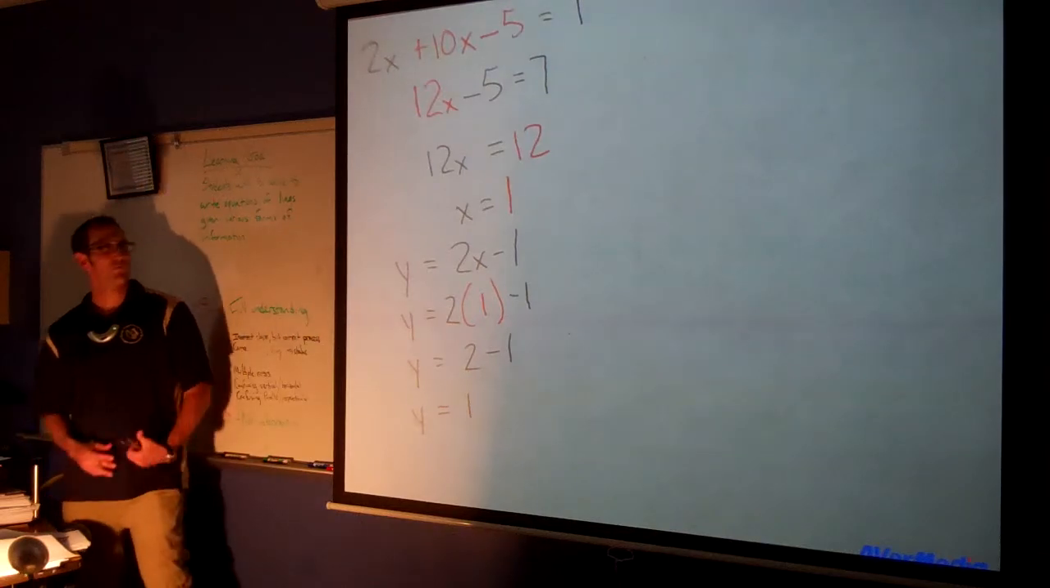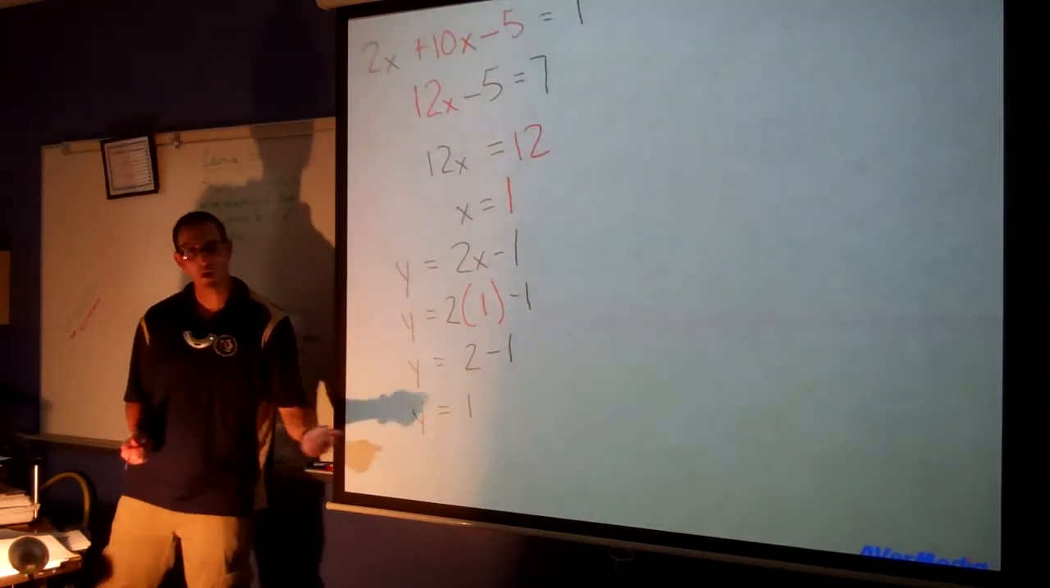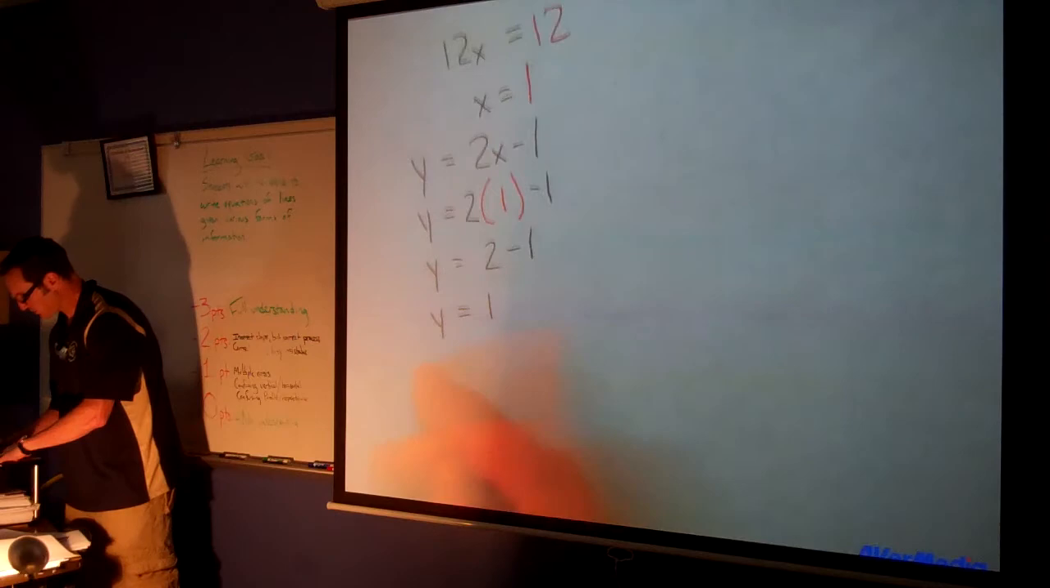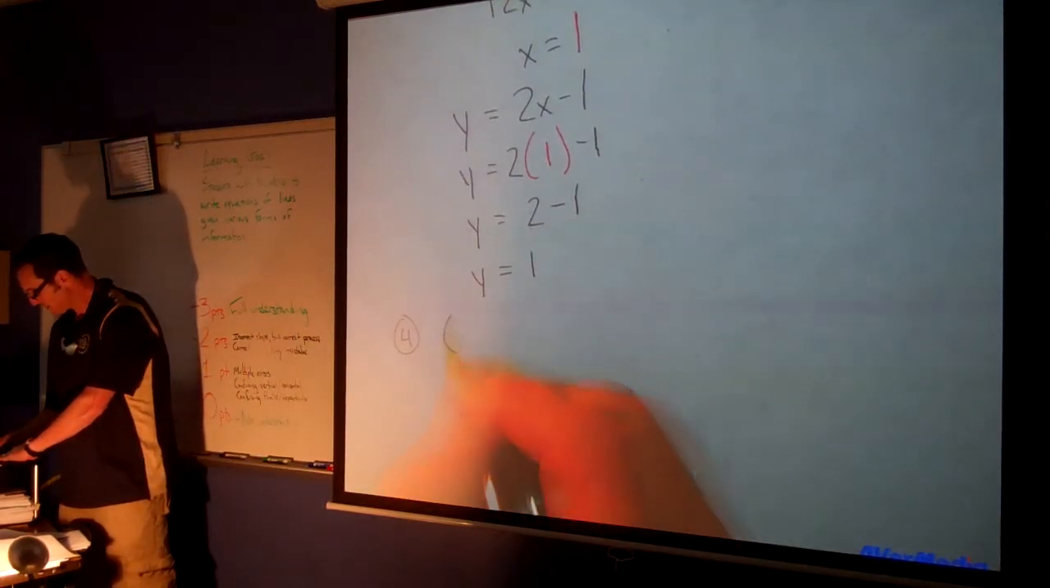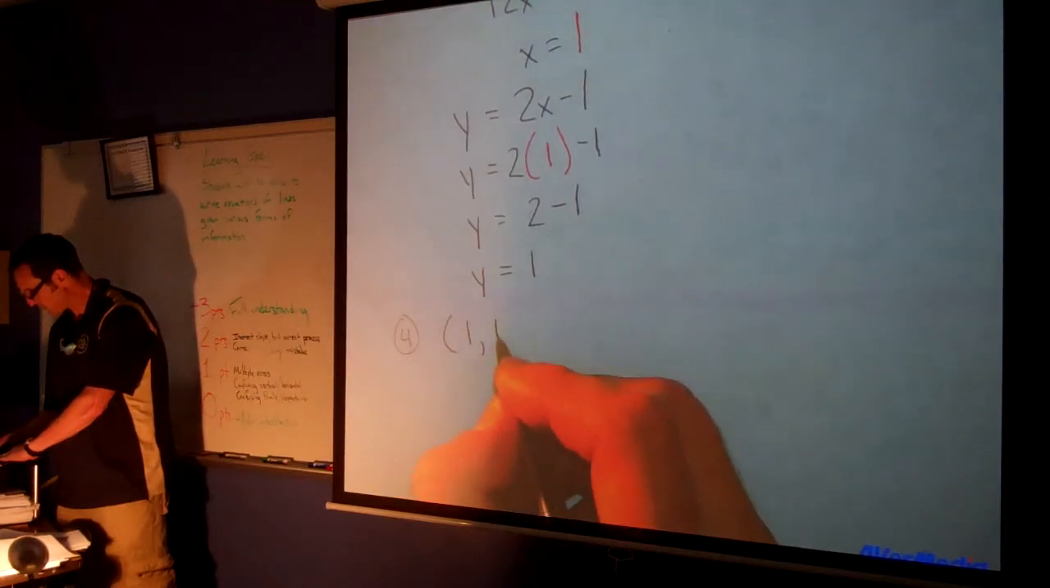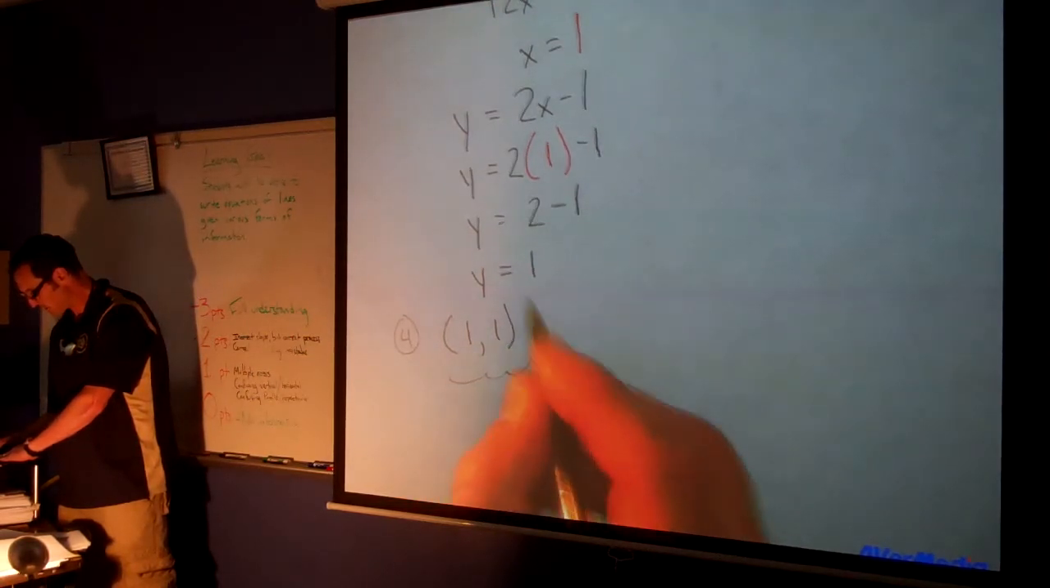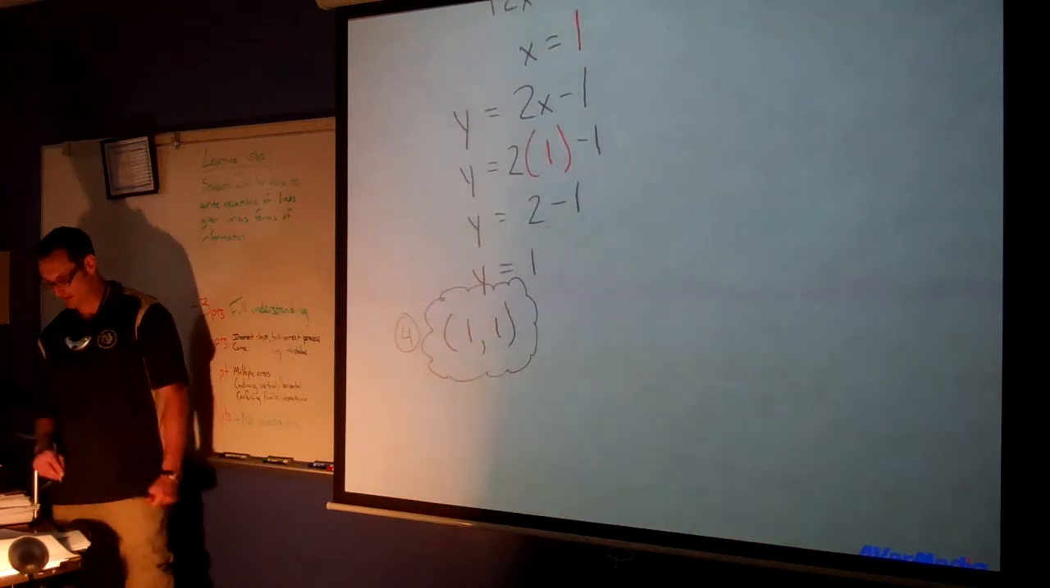So what do we know? We know x is 1. We know y is 1. Now we have our ordered pair. Remember, step 4, leave your answers as an ordered pair. The x value is 1. The y value is 1. That is where those two lines intersect.